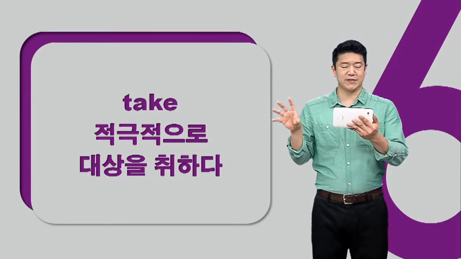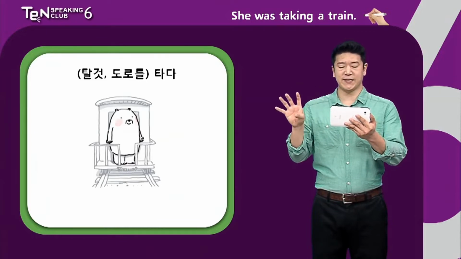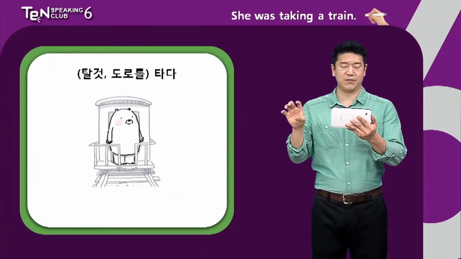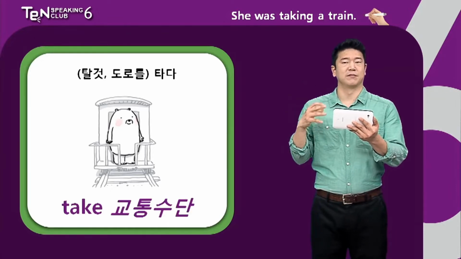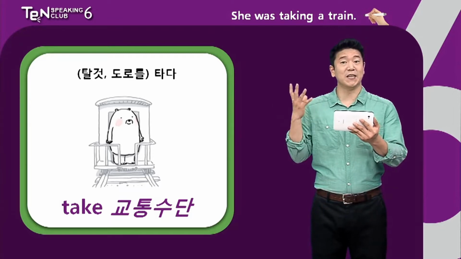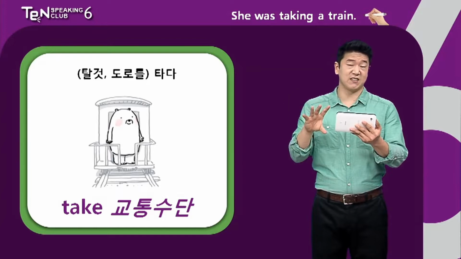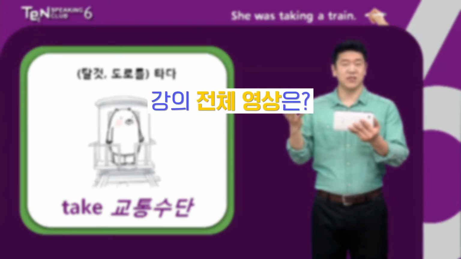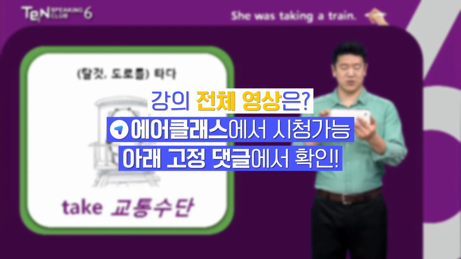So the first pattern that we have is 탈 것을 타다 또는 도로를 타다. So in this case we have take plus 교통수단. So for example we could say 택시를 타다, take a taxi. 또는 기차를 타다, take a train. Or 고속도로를 타다, take the expressway. 그래서 여러 가지 뜻으로 take plus 뭐뭐 교통수단을 할 수 있죠.